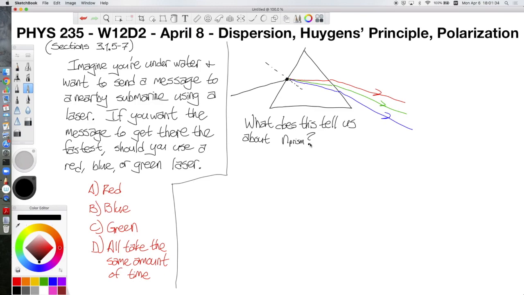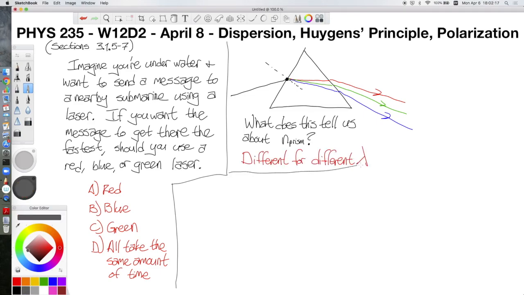So the index of refraction is what determines how much light bends when it passes from one material into another. And we can see here that red, green, and blue, and indeed all of the colors of the rainbow, have all bent different amounts. So what does this mean about the index of refraction of the prism? It turns out that it means you get a different index of refraction for that prism for different wavelengths of light, or different colors of light.